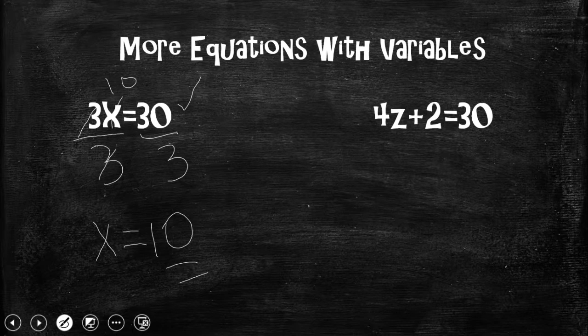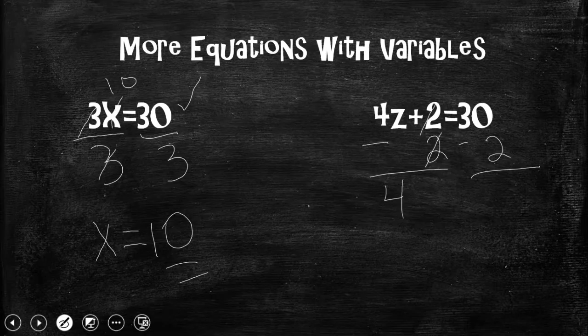4z plus 2 is equal to 30. Okay, we're going to have to do a couple operations to get that z by itself. First, let's get the 2 over to the right-hand side. So we'll subtract 2 from each side. That leaves us with 4z by itself, and 30 minus 2 is equal to 28.